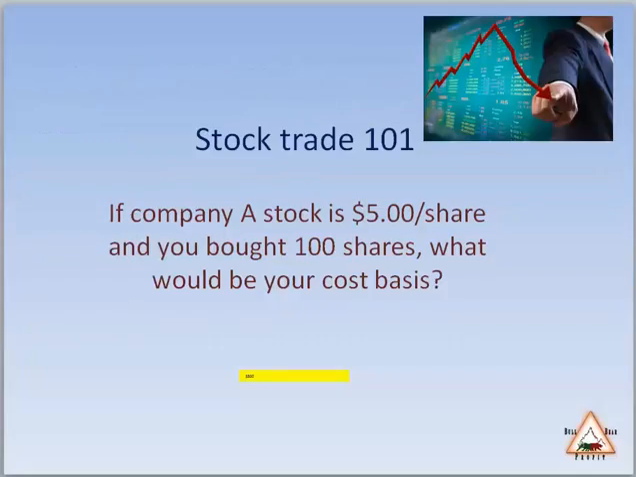All right. Stock trade 101. If company A stock is $5 per share and you bought 100 shares, what would be your cost basis? Okay? You purchase a stock for $5 a share. So what do you think is the answer here? 500 bucks. Okay. All right.